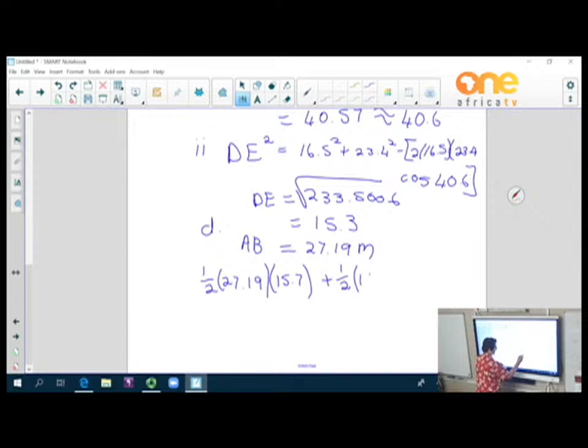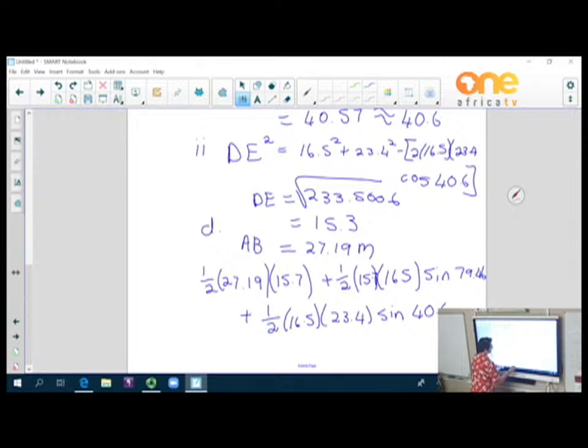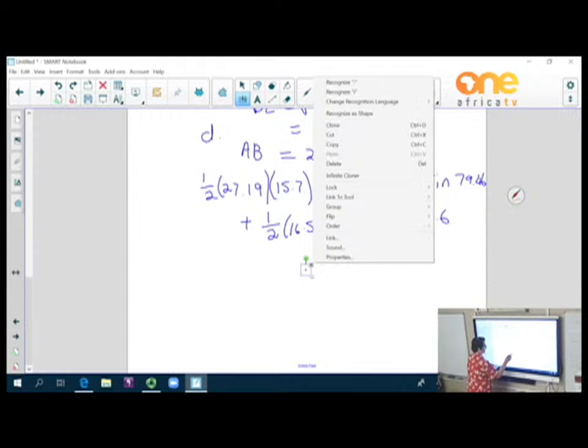So it's a half BC, 15.7, times the 16.5 sine 79.46. Remember, two sides and the included angle. And then plus the third triangle, which is not a right angle triangle either. So it will be 16.5 times 23.4, and the included angle there is sine 40.6. Make sure that you take two sides and the included angle every time.